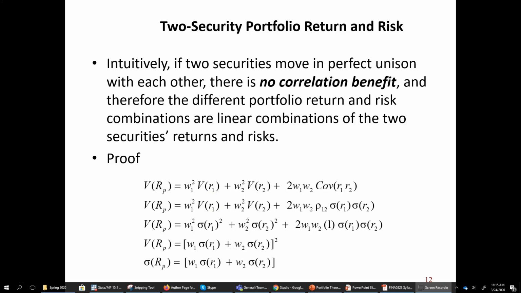Now intuitively, if two securities move in perfect unison, that is, they have a perfect positive correlation, there's no correlation benefit. The different portfolio return and risk combinations are simply linear combinations of the two securities' returns and risk. Mathematically we can see that when we look at the variance of the portfolio formula, and then break the covariance down into the correlation coefficient multiplied by the standard deviation of stock A and the standard deviation of stock B. We plug in our value of 1 for the correlation coefficient and do a little bit of algebra, factoring that back to its components. For the variance, we take the standard deviation of that, and we can see for perfectly positively correlated portfolios, the standard deviation is simply the weighted average of the standard deviations of the two stocks in the portfolio. There is no correlation benefit.